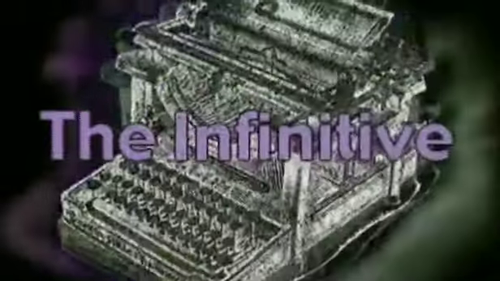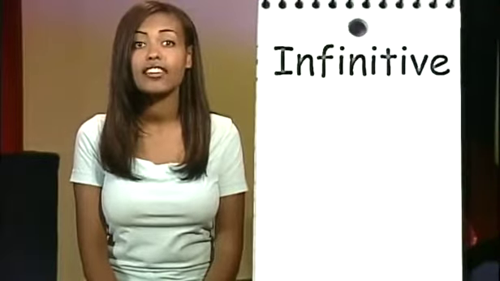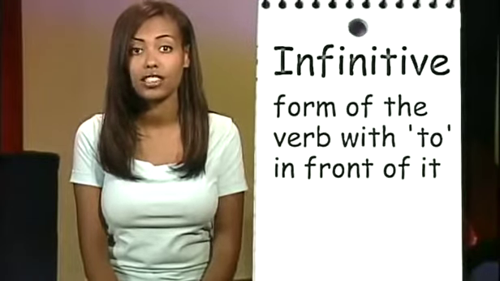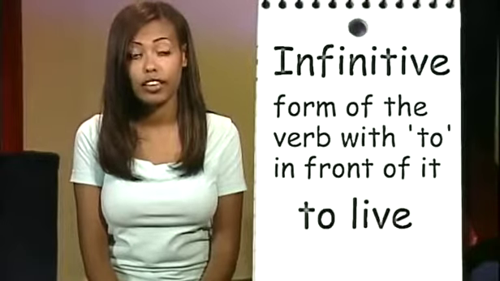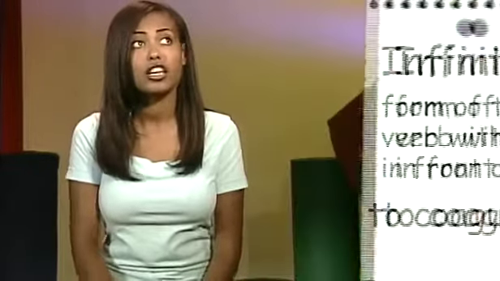The infinitive. Another form of the verb we can use as a noun or adjective is the infinitive. The infinitive form of a verb is the one that has the word to in front of it. To live, to learn, to coagulate, to be, or not to be.